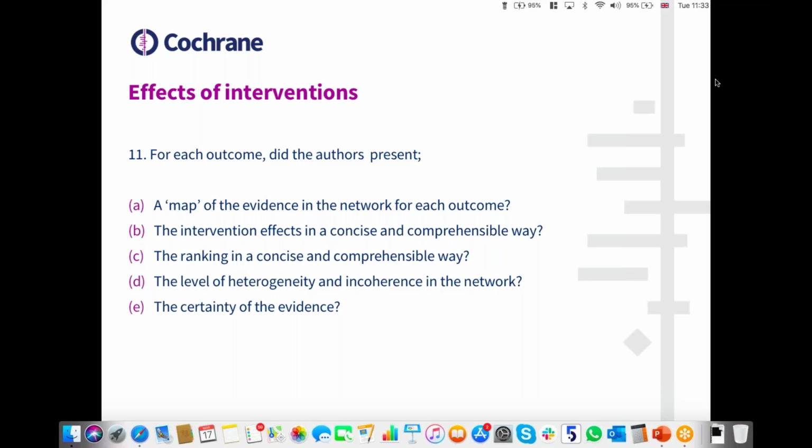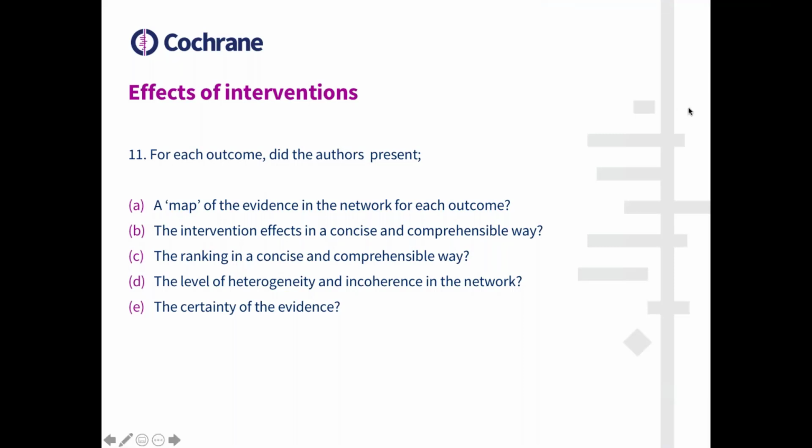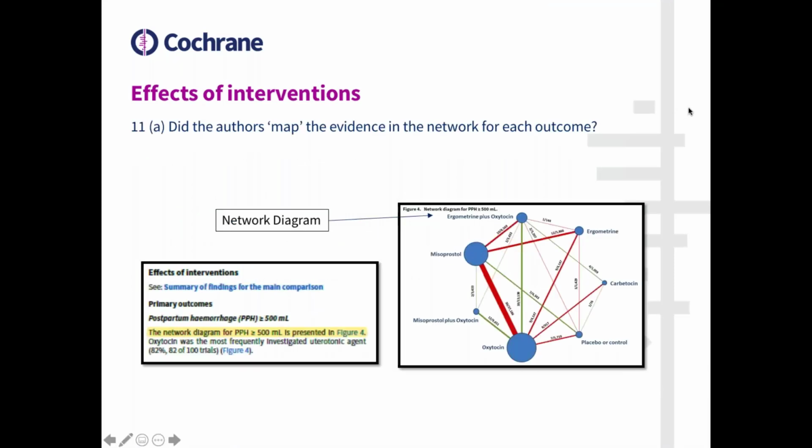So we're going to take you through each one of these one by one and show the different options that we might expect to see for each. If we think first of all about whether the authors mapped the evidence in the network, the most common way we see this is the authors presenting a network diagram that looks similar to this, as well as a summary of the network diagram in the text of the review. So that's great, that's all we want to see.